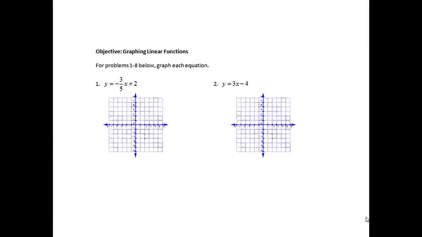For problems 1 through 8 below, graph each equation. So number 1, the equation is y equals negative 3/5 x plus 2. I'm going to circle the number without the x on it. That is my y-intercept, so I'm going to go on the y-axis at 2 and put a point.